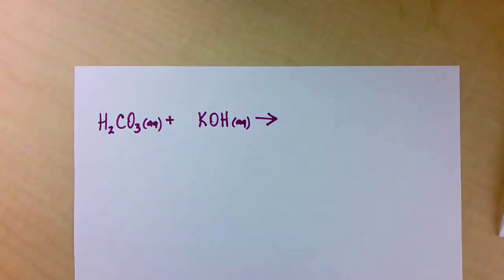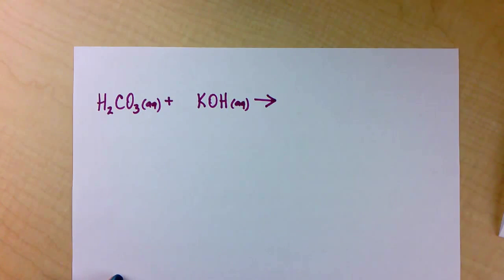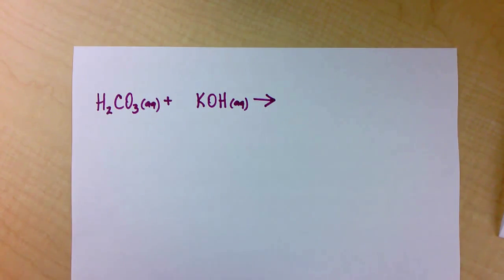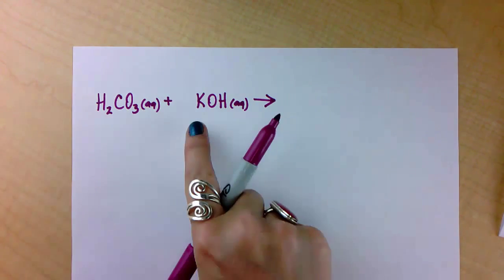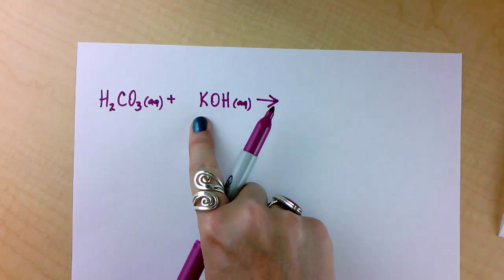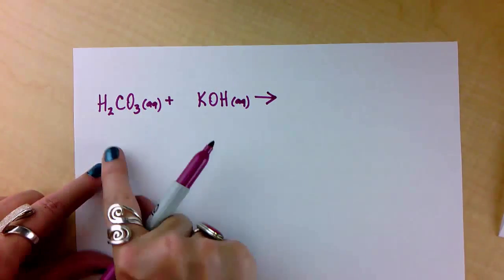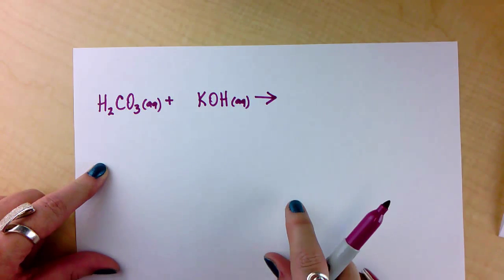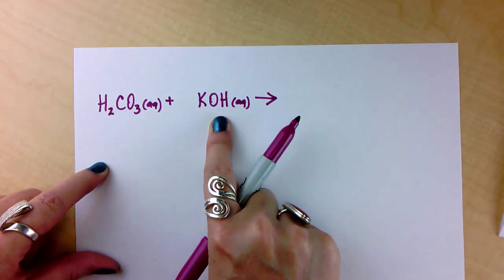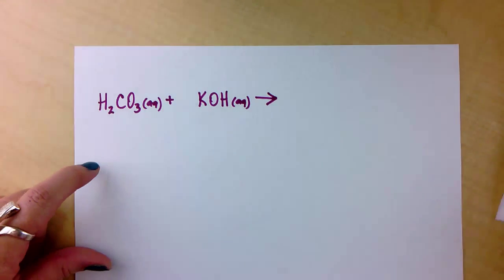So let's pretend you have this on an exam. H2CO3 aqueous plus KOH aqueous with an arrow and no products because you have to write them. First of all, could this be combustion? Do we have oxygen gas? No, we don't. What about single replacement? We have a metal, but it's not by itself, so it's not single replacement either. Do we have a hydrogen chemical? Yes. Do we have a hydroxide chemical? Yes. So, this is an acid-base reaction.